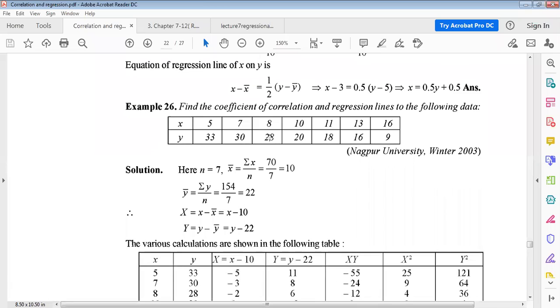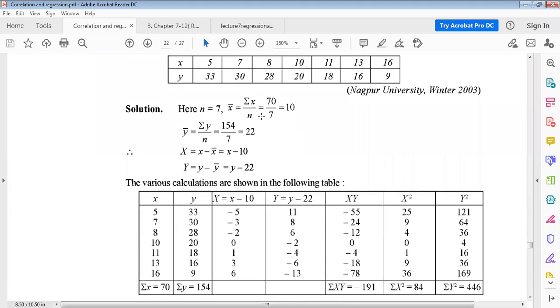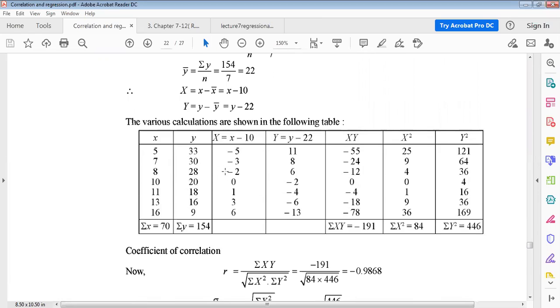Similarly, we can solve example 26. There are 7 data of x, 7 data of y, and n equals 7. Then x bar, summation x divided by n, will give 10, and y bar will be 22. So capital X is x minus x bar, and capital Y is y minus y bar. Similar process.